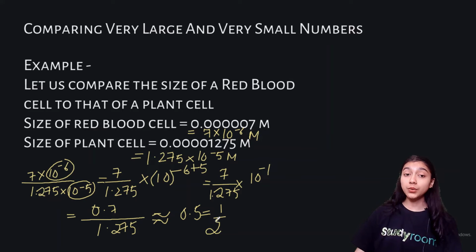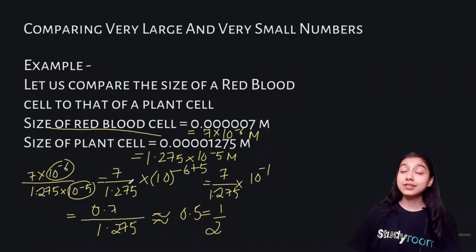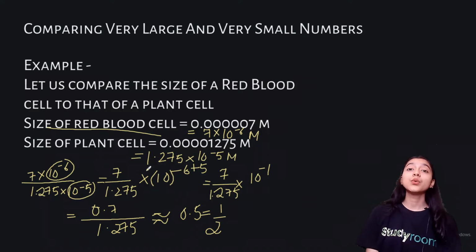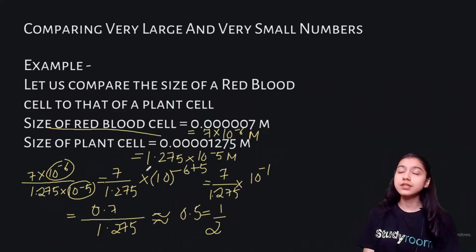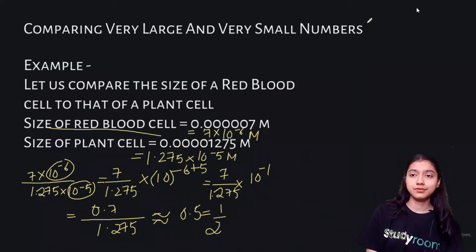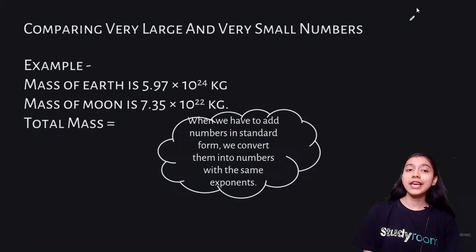So from here we can see that the size of the red blood cell is half the size of the plant cell. So this is the conclusion, and in this way we measure very large quantities or very small quantities. Now let us try doing another example.